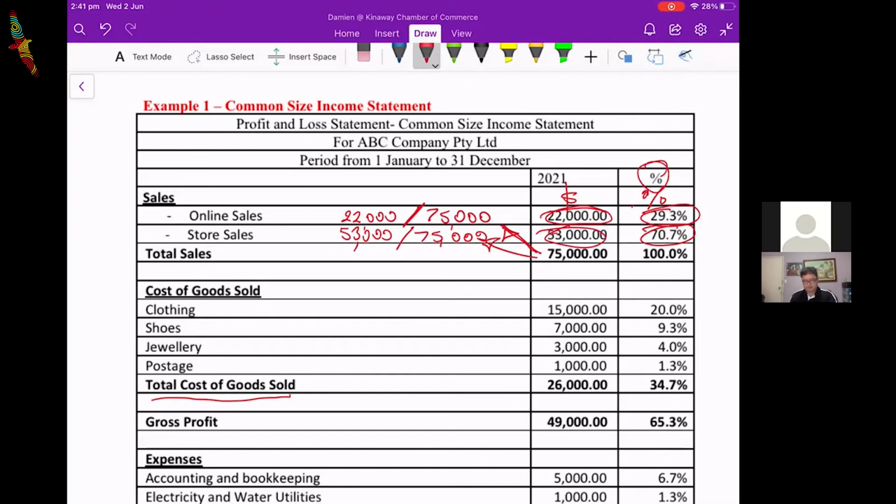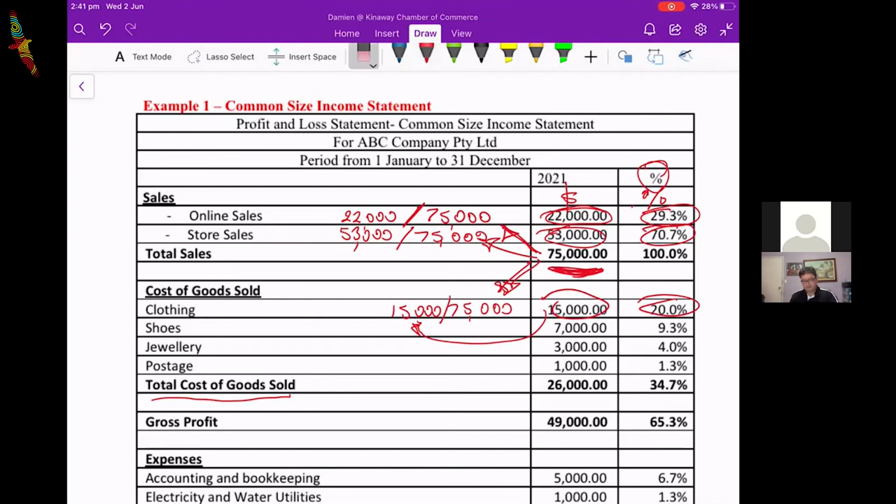And again, if we just go quickly down, clothing is 15,000 divided by 75,000, which gives us 20%. And we just go all the way down for each line item and divide the value by the total sales amount of $75,000. And that's how we go through and calculate the common size income statement.